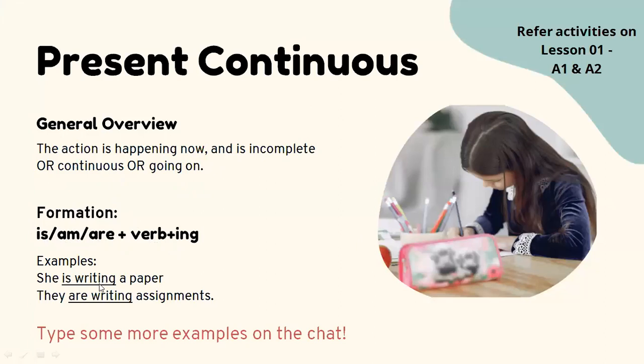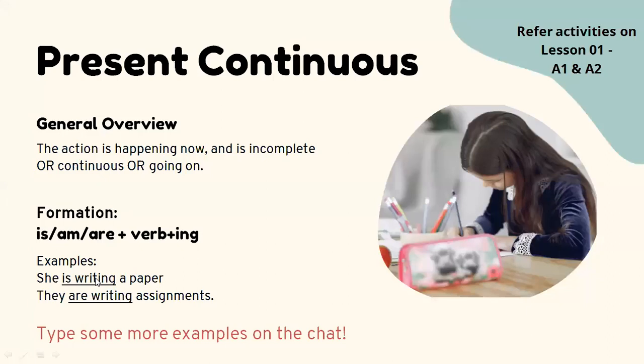Now look at this example here. She is a singular form, so the be verb is here: she is writing a paper. And they, plural, are writing assignments. The verb here is write, and now it has been converted into present continuous form. How? By adding ing at the end of the verb. We spell write as w-r-i-t-e in the simple present form, so we remove the e and add ing. So when you see a verb ending in ing, know that it is in present continuous tense form.